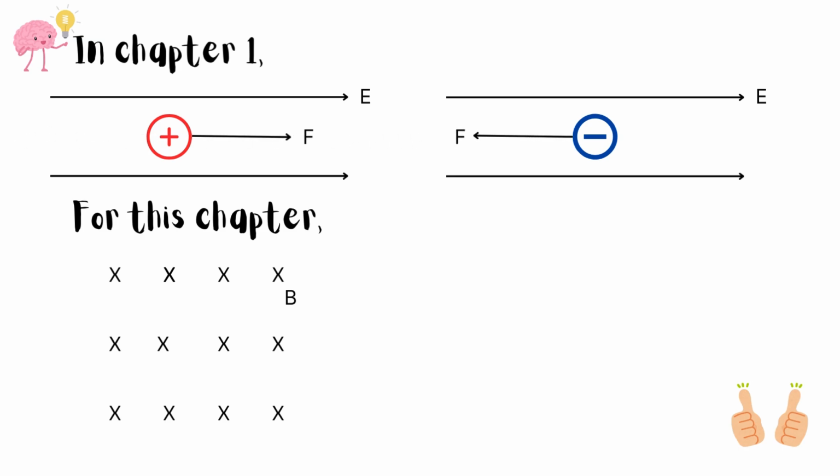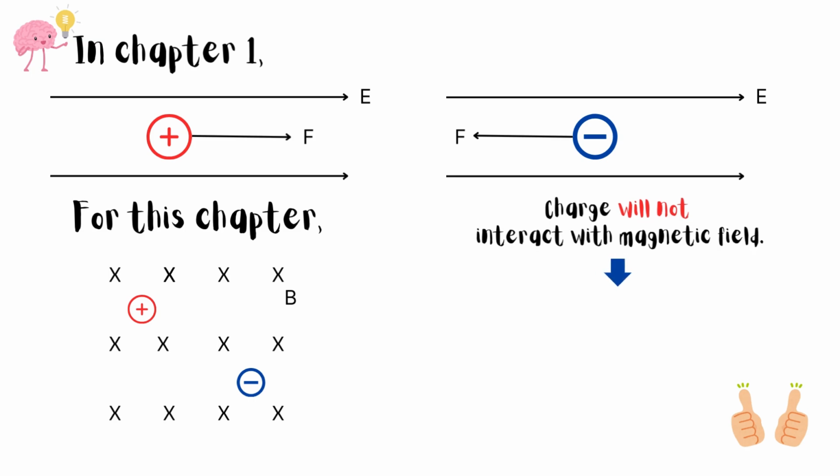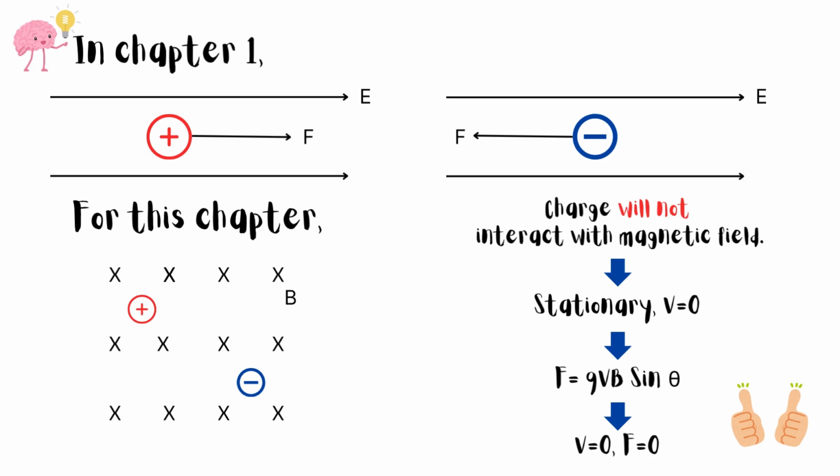In this chapter, if we place a charge stationary, positive or negative, in a magnetic field, it will not interact with the magnetic field. This is because when the charge is stationary, v equals 0. Therefore, according to this equation, when v equals 0, our force will also be 0.